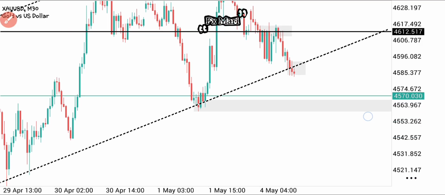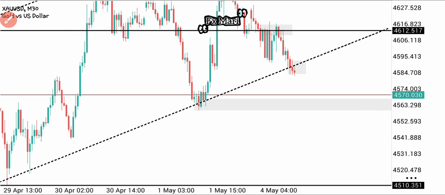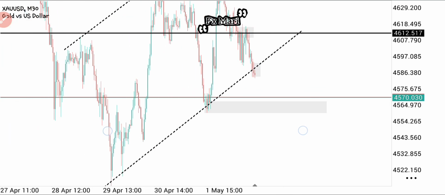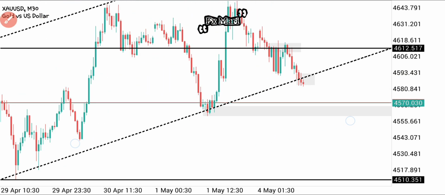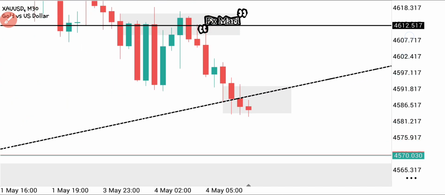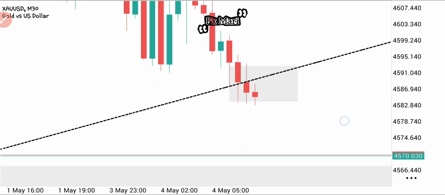So to another entry in the M30, let me zoom in. But look, you can clearly see there's a trend line, right? I'm waiting for price to break that trend line and for a candle to close below it. That's my entry. I never talked about that entry on my YouTube channel, so you need to pay attention right now.